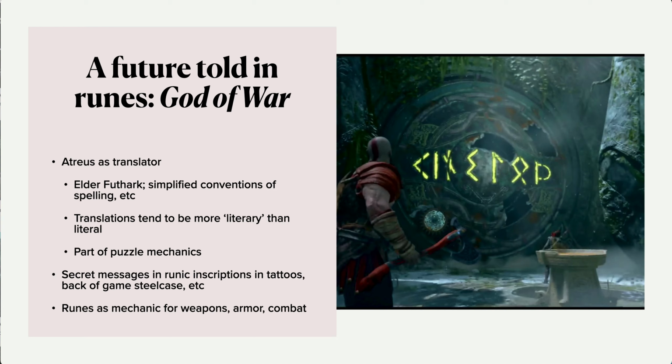Now, of course, you also see runes used in God of War as mechanics. They are added to weapons and armor. You have runic summons as part of combat, that sort of thing. I think that's inevitable. Runes are interesting visually speaking, and you can have many different types of runes, all of which can do different things. We see this in Valhalla as well. So it's a very simple adaptation to have them be part of gear mechanics. And I would be surprised if we ever saw a Viking game that did not do that.